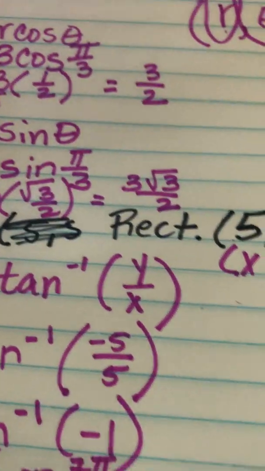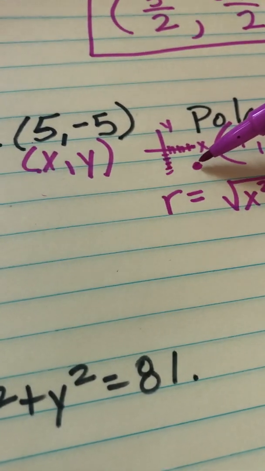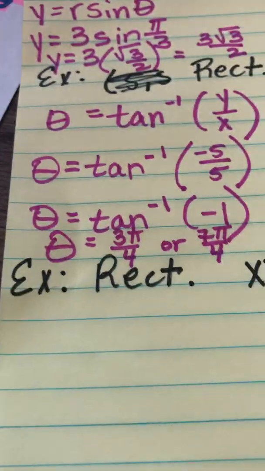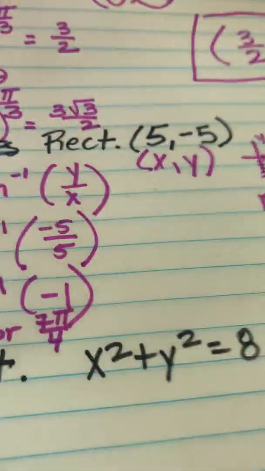Well, this rectangular point and this polar point are supposed to be in the same spot, just represented differently. So which one of these thetas is in this fourth quadrant? Is it 3 pi over 4? No, that's in quadrant 2. 7 pi over 4, that's in quadrant 4, so that's the one we use. So goodbye, 3 pi over 4.